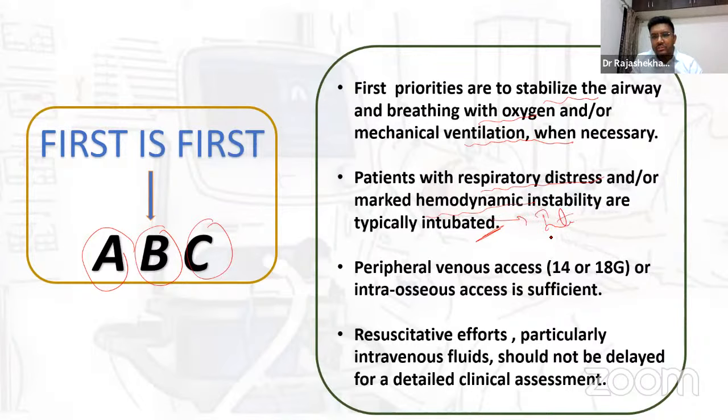And get the IV access very fast. Get the initial peripheral venous access with a 14 or 18 gauge, etc. If it is not possible, get the intraosseous access. The medicine PGs should be able to get the intraosseous access at any time.